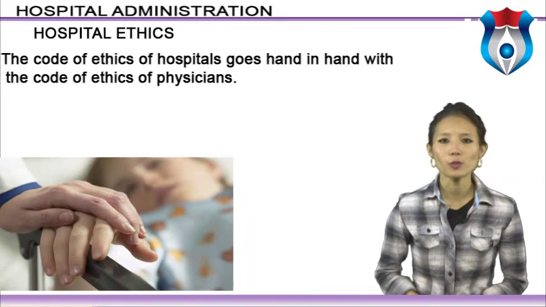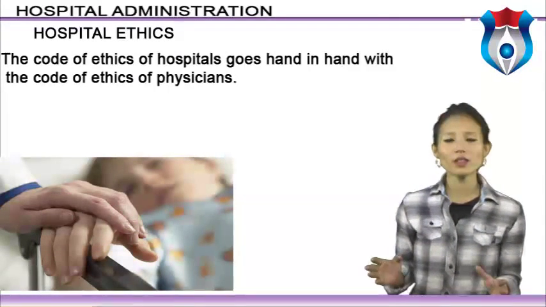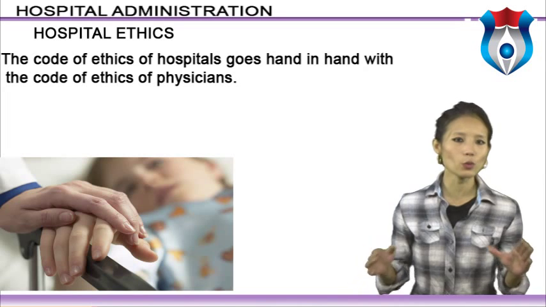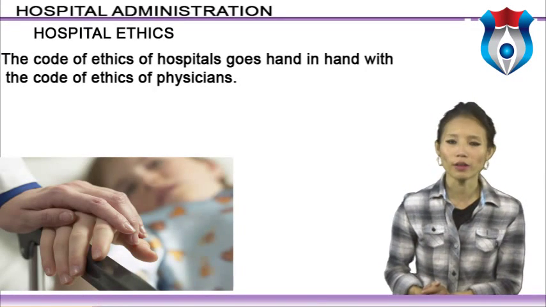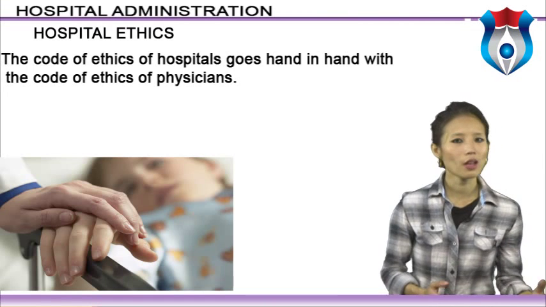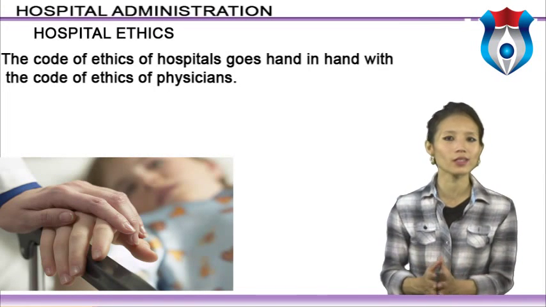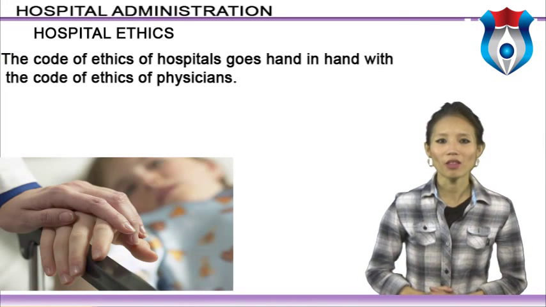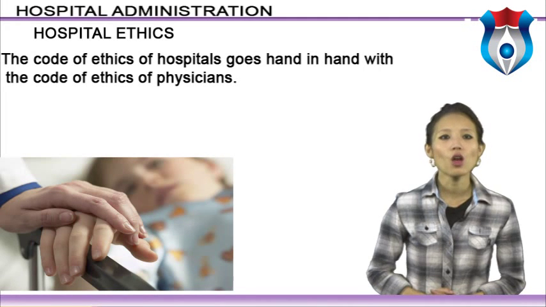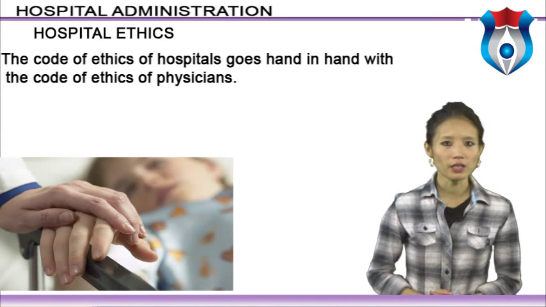Let's talk about hospital ethics. The Code of Ethics of Hospitals goes hand in hand with the Code of Ethics of Physicians. Both of them are required to follow their ethics to render care to the sick and injured. As far as a hospital code of ethics is concerned, it was developed nearly half a century ago, but the Code of Ethics of Physicians has been in existence since the day of Hippocrates, who lived about 460 to 377 BC.